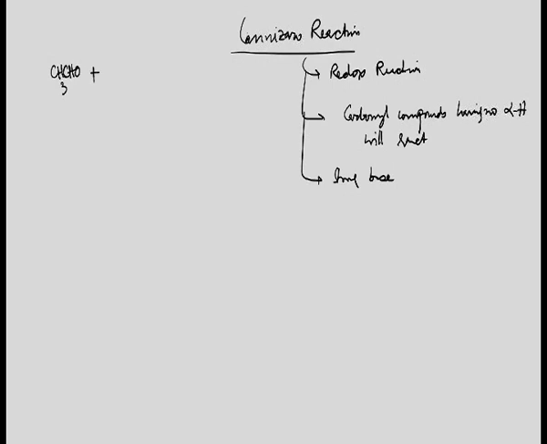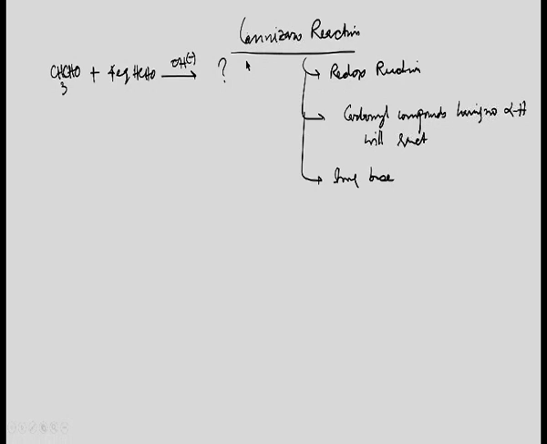acetaldehyde and 4 equivalents of formaldehyde under basic conditions, that is KOH condition, what will be the product? If you see the acetaldehyde, there are 3 alpha hydrogens and 4 equivalents of formaldehyde. So 3 equivalents will participate in the aldol reaction and the last equivalent will participate in the Cannizzaro reaction.